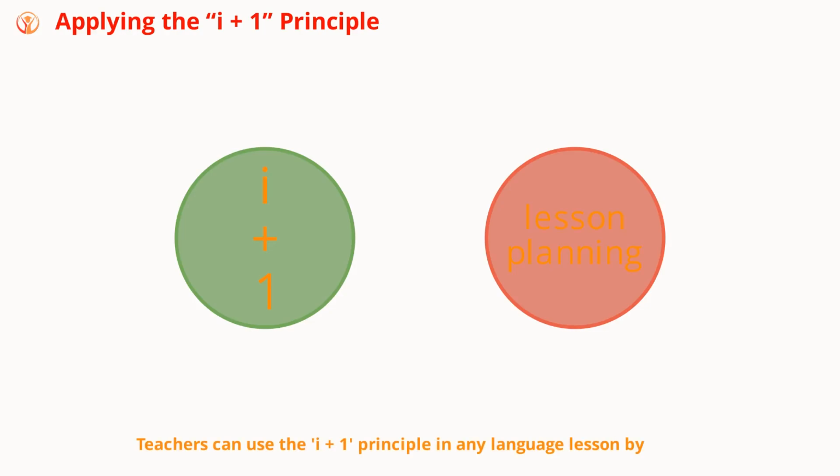Teachers can use the I+1 principle in any language lesson by identifying what learners already know and introducing just one new element at a time. With careful planning and plenty of support, students can make steady progress and gain confidence in their language skills.